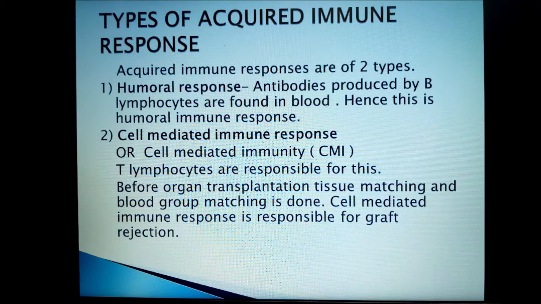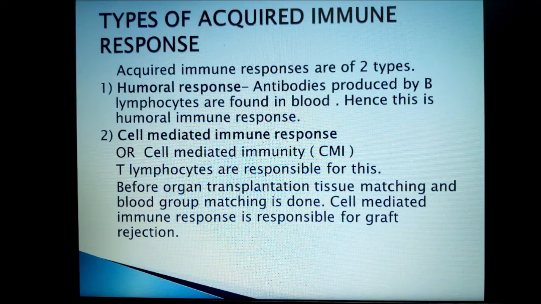The second is cell-mediated immune response, also called cell-mediated immunity. T lymphocytes are responsible for this. Note the point that in humoral response, antibodies are there. So for antibody production, both types of lymphocytes, T and B cells, are important, while in cell-mediated immune response, only T lymphocytes are responsible. There is no role of B lymphocytes in cell-mediated immune response.